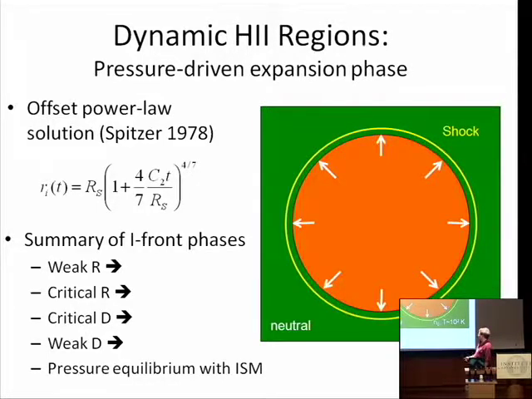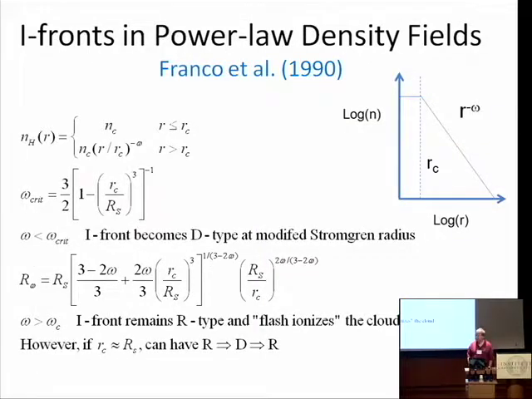And if you look at it very close up, as Axford and someone else did in the 60s, you can see that actually the front moves from a weak R to an R critical, where it's moving just sonically with respect to the downstream gas. And then it transitions to a critical D, and then finally a weak D. And then this expansion will continue until you achieve pressure equilibrium with the ISM. Okay, all of this was in a neutral medium. This isn't very relevant to cosmology. A couple more slides on theory.